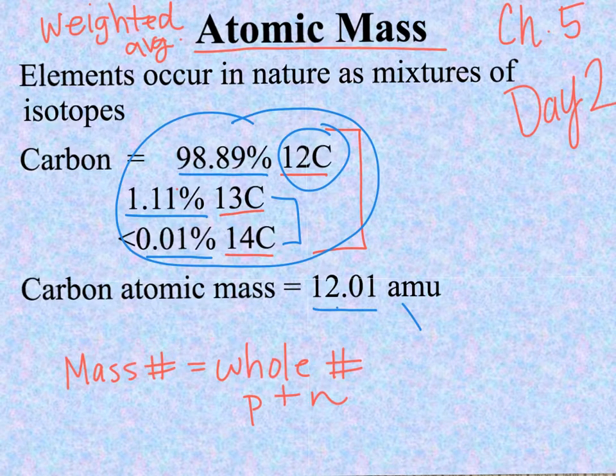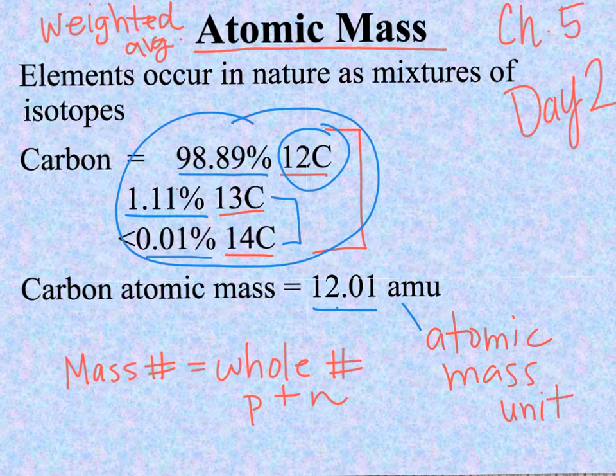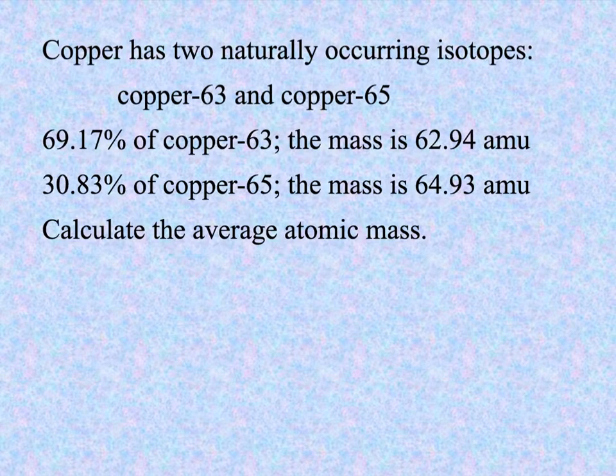AMU stands for atomic mass unit, okay, the atomic mass unit, which is very similar to the grams of the substance. All right, so now I'm going to teach you how to calculate a weighted average. All right, so here we go.